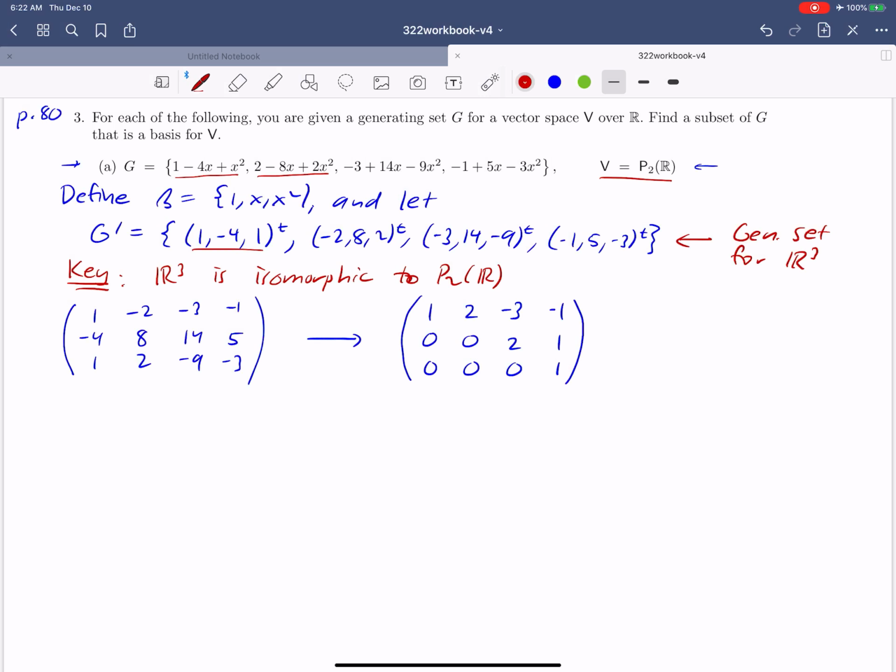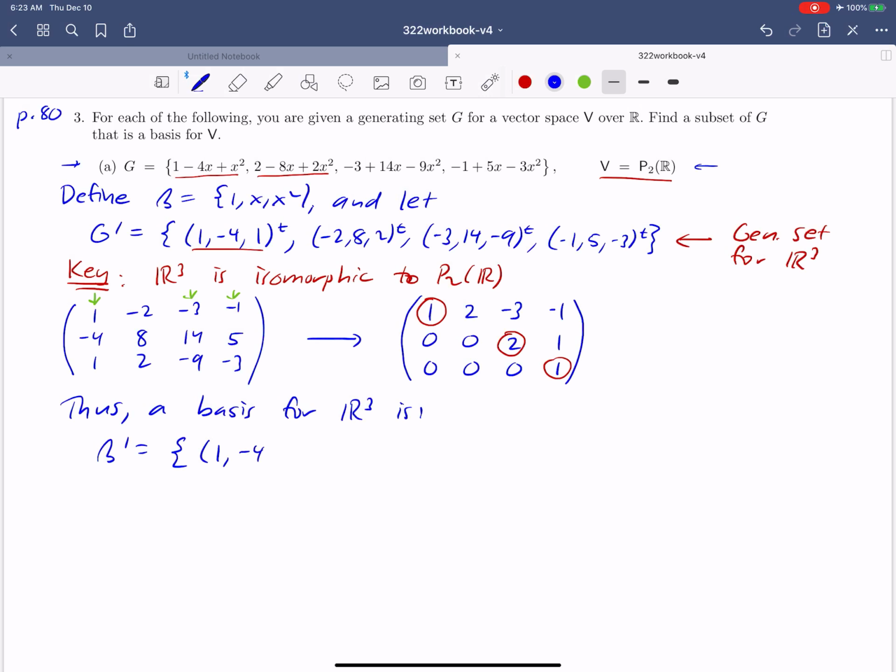The key is to figure out where our pivot positions are. In this case, they're here, here, and here. Those are the first non-zero entries. Notice that we have a pivot position in the first, third, and the fourth column, and that means that the first, third, and the fourth column are going to form a basis for R3. So a basis for R3 is, and then we'll write down our pivot columns.